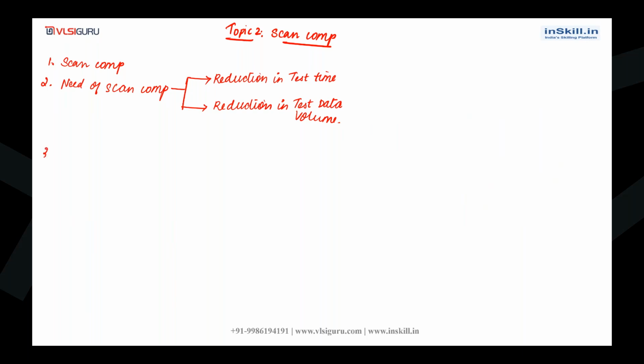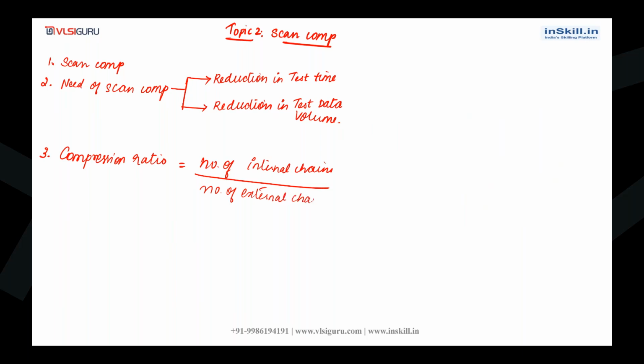Next is compression ratio. We'll try to understand a quantity called compression ratio. Compression ratio is the number of internal chains divided by the number of external channels. This is the compression ratio quantity.